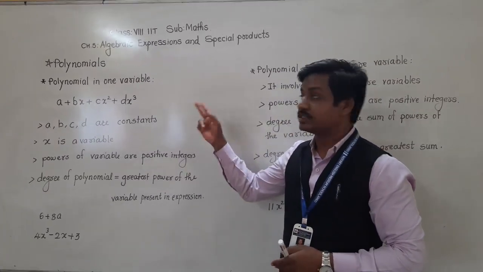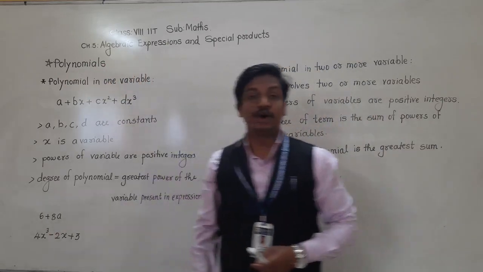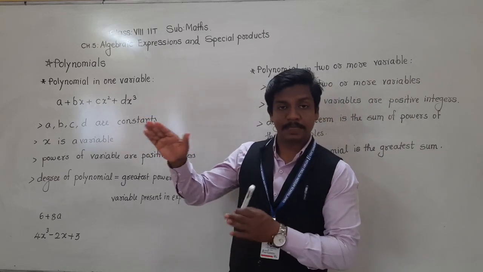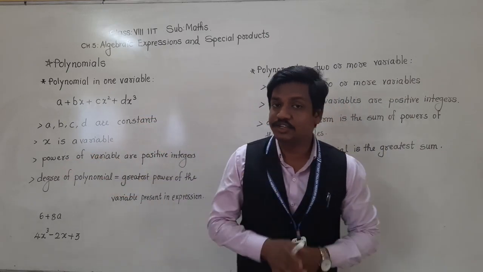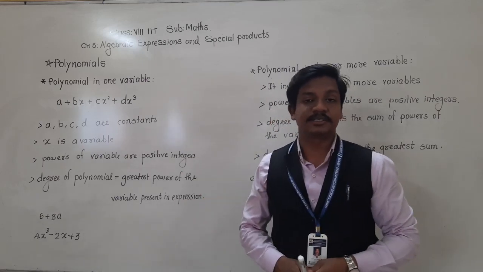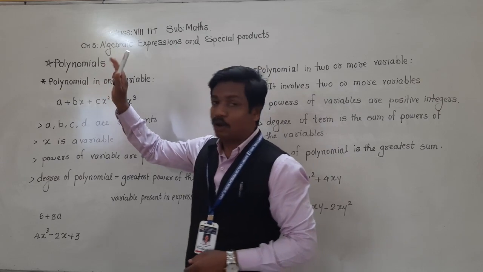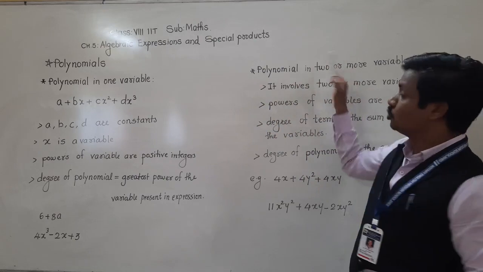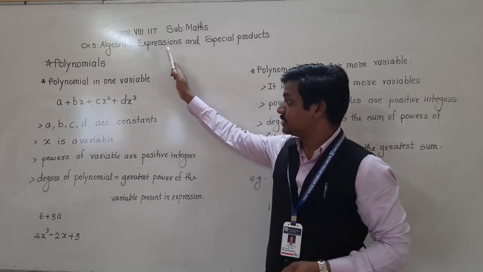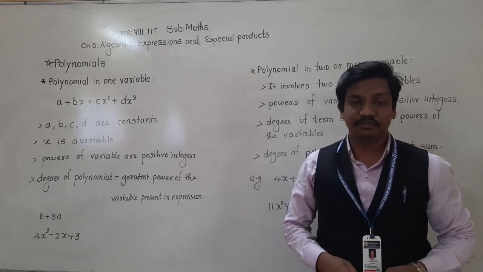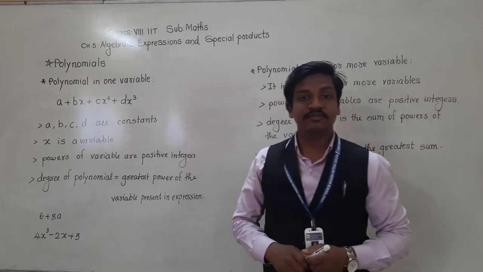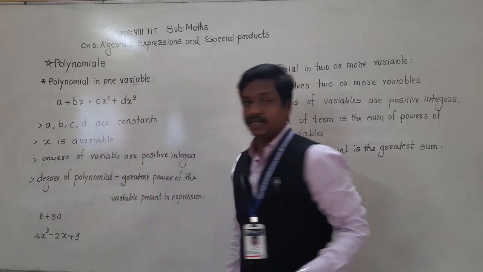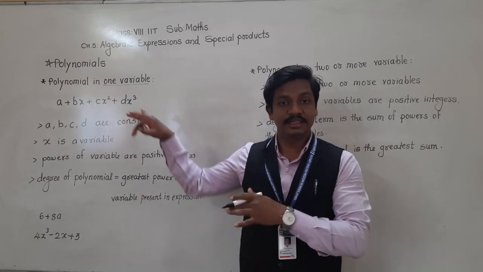Now let us see the next concept, that is polynomial. So what is basically polynomial? See, polynomial is not a different concept. It is also an algebraic expression, but a special kind of algebraic expression. See here, there are two types of polynomials: polynomial in one variable and polynomial in two or more variables. Okay, so let us see first about polynomial in one variable. What is meant by polynomial in one variable? The meaning is in the term itself, one variable. That means obviously there will be one variable in that expression.